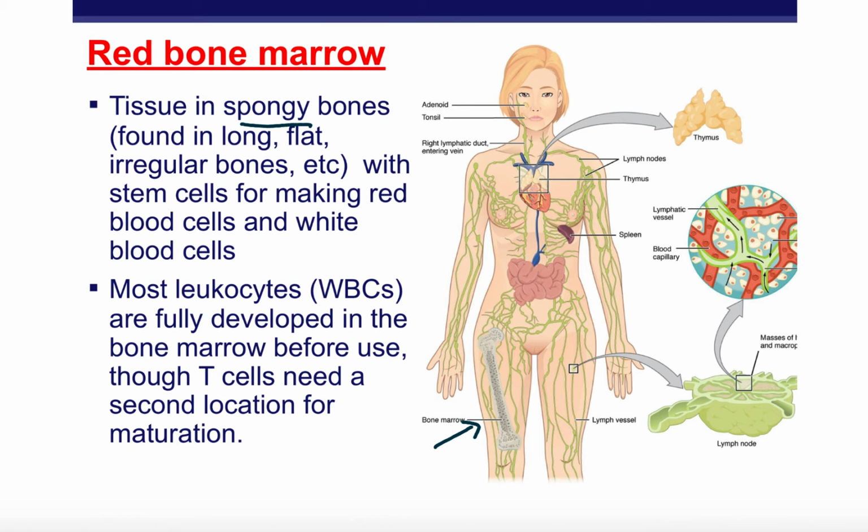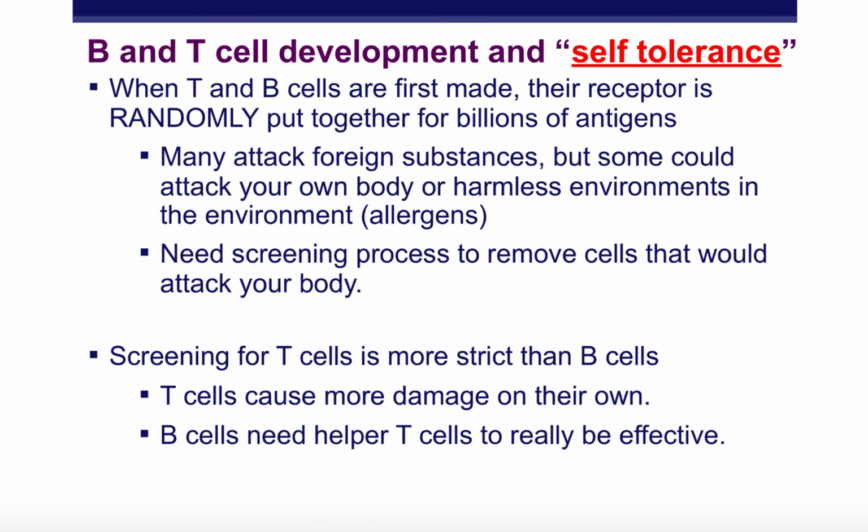So what you're going to have to do is take those B cells and T cells and develop them in special sites to make sure you get rid of anything that might attack you, and you only keep the T cells and B cells that will protect you against diseases, and tissues and antigens that aren't naturally found in your body. This process is called self-tolerance.